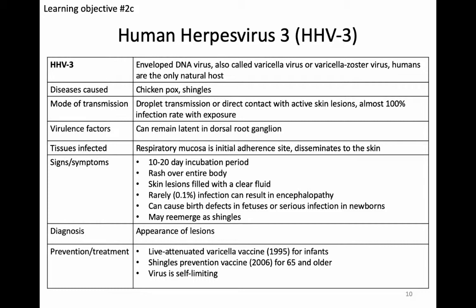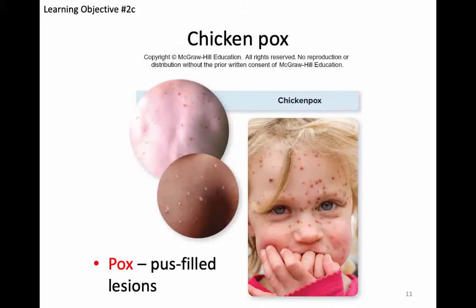It can be a really serious infection in newborns, or if a mother is infected and the fetus gets infected, it can cause birth defects. Diagnosis is just appearance of the lesion, so the way they look can indicate that you have chickenpox or shingles. And the virus is self-limiting, meaning that it will eventually clear. You just have to wait for the disease course to progress. There is a prevention vaccine for infants, which can prevent chickenpox, and then it's recommended that individuals age 65 and over get a shingles prevention vaccine just to make sure you don't get shingles.